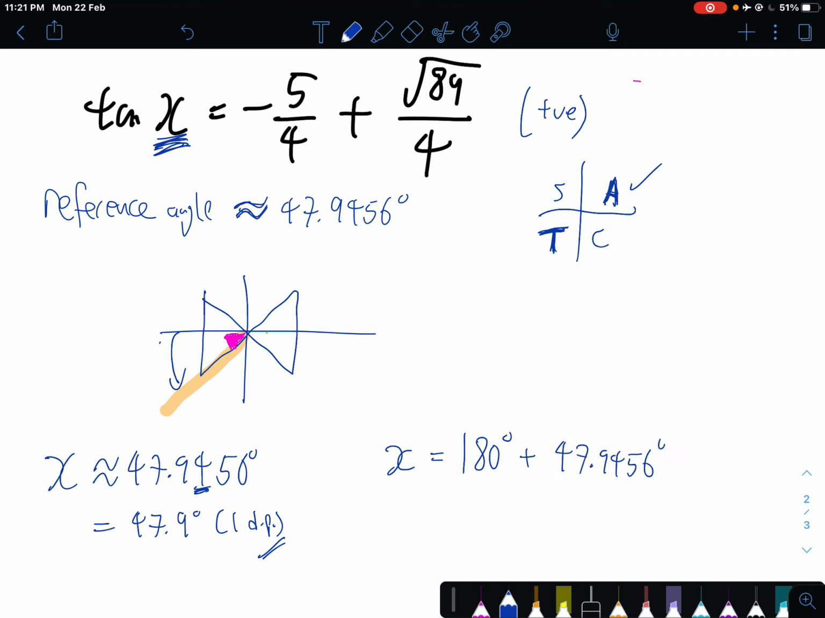47.9456 degrees. Right, this should be an approximation, not equal, because 47.9456 is not an exact quantity anymore. So it's not exactly equal, it's an approximation. But in the next step we can write down equal. Why? Because we are going to round it off to 1 dp. We are telling the examiner this is equal to an exact approximation. Okay, it is an approximation. That's why we put the equal sign.